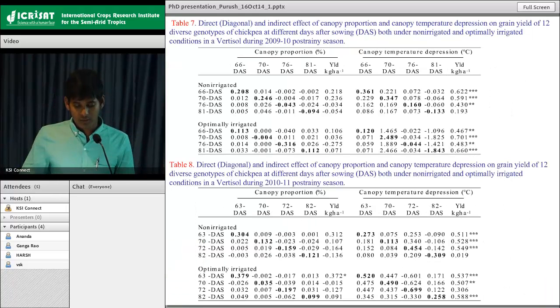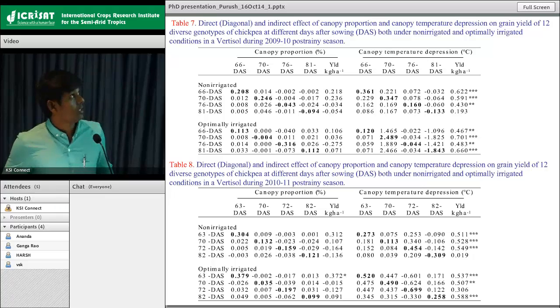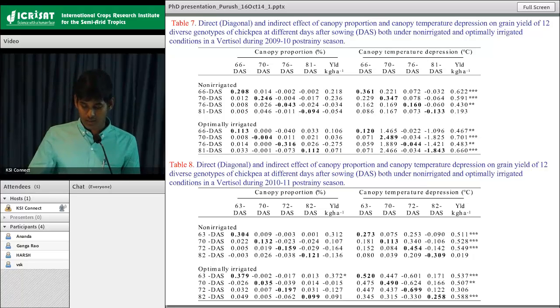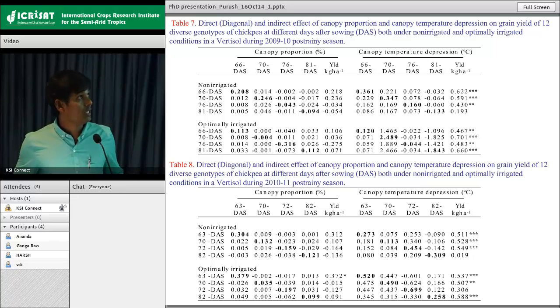The other aspects of shoot biomass are canopy proportion and canopy temperature. Canopy proportion doesn't seem to contribute significantly to the grain yield, but canopy temperature depression contributes significantly to grain yield at all the stages, showing its constitutive nature.